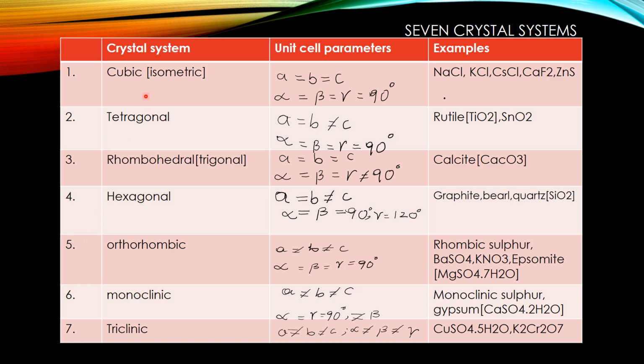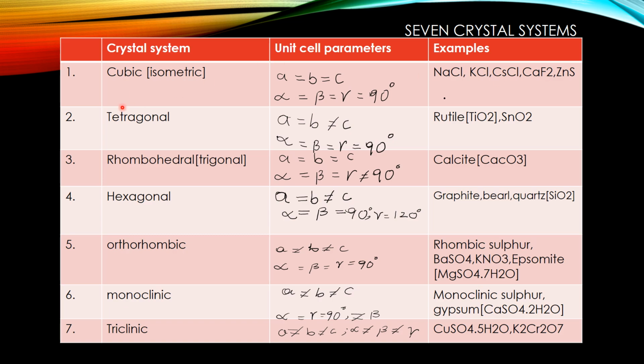The 7 crystal systems I already told you. Number 1, cubic or isometric. The unit cell parameters are a equal to b equal to c, edges are equal, and the angles between the edges are also equal to 90 degrees. So a = b = c and alpha = beta = gamma = 90 degrees. a, b, c are the edges of the unit cell and alpha, beta, gamma are angles between the edges. Examples: sodium chloride, potassium chloride, cesium chloride, calcium fluoride, zinc sulfide. These are the examples for the cubic system.